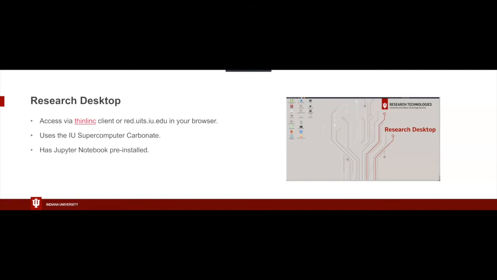So to pregame, same as last week, you can access Research Desktop either via the ThinLinc client, or what we're going to do again today is just access it via red.uits.iu.edu in your browser. It does use the supercomputer Carbonate. That's why you need a Carbonate account. So if you don't have that account, you'll get to this link and it will not work for you. The other really nice thing about why we're using Research Desktop is that Jupyter Notebook is installed, so you don't have to install it. So we won't have to take you through those steps.